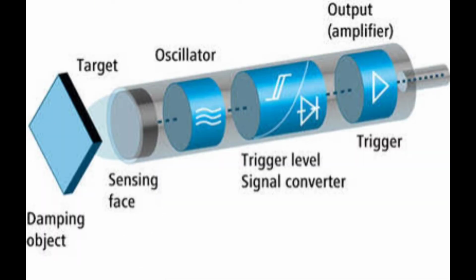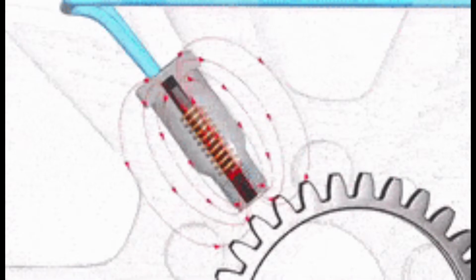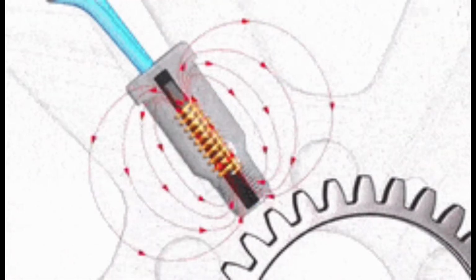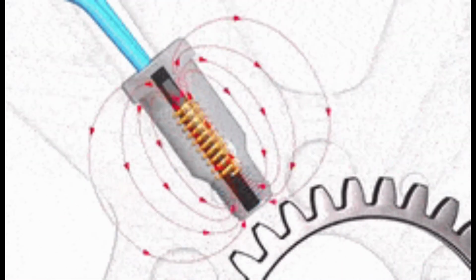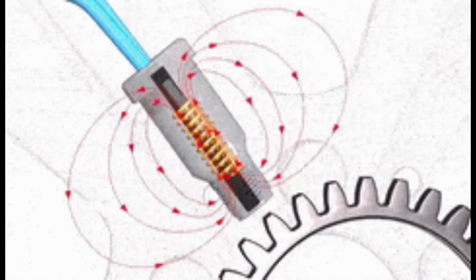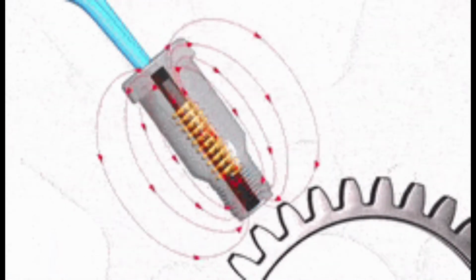Inductive proximity sensor includes four major components: an oscillator, coil, Schmitt trigger and output switching circuit. When an alternating current is provided to the sensor coil, an EM detection field is generated. Once a metal object is placed near the magnetic field, eddy current is formed, which alters the coil inductance.